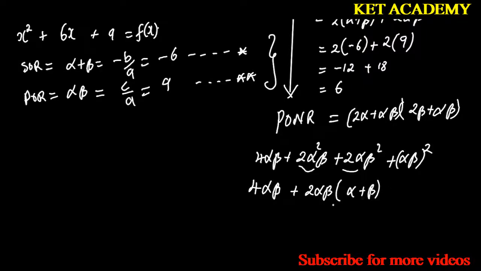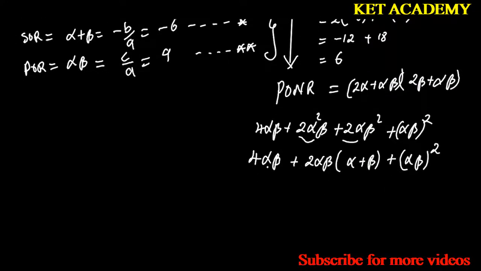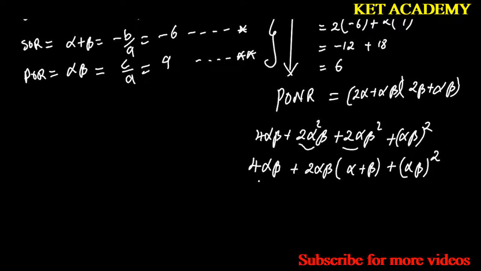If we expand this function, we're going to come back with this. So plus alpha beta, all that squared. Here we see, we just simply need to substitute our value. We know that our product of roots is 9. So this will simply be 4 times 9 plus 2 times 9 times our sum of roots, which is negative 6. So plus our product of roots, which is 9.